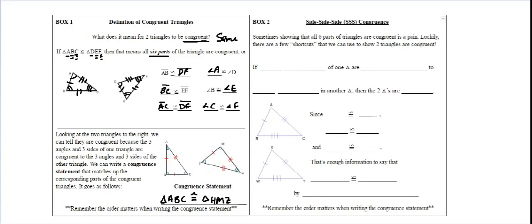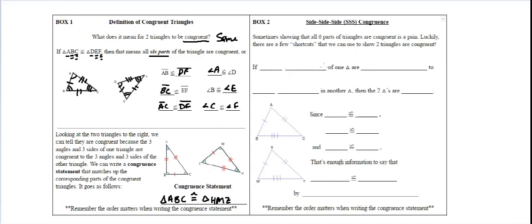Order definitely matters. By the way, we could double check using our segments if we want to. AB should be congruent to HM. Let's see if it is. AB has 2 marks. HM has 2 marks. BC has 1 mark. And let's see, MZ should also have 1 mark, and MZ has 1 mark. So everything lines up nicely.